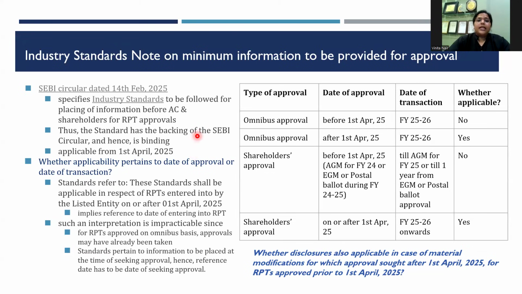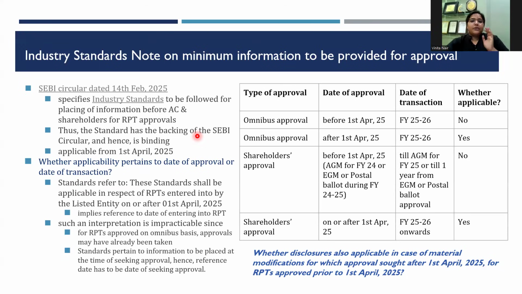Let us understand that the intent of this circular is not to change the regulatory regime. The regime remained the same. The manner of identification of RPs and RPTs, the manner of taking approvals from the shareholders and audit committee, and the validity of those approvals all remained the same. What now changes is the list of information, the disclosures that you present to the audit committee or to the shareholders in case of a material RPT for taking the approvals. That is the only part which has changed.